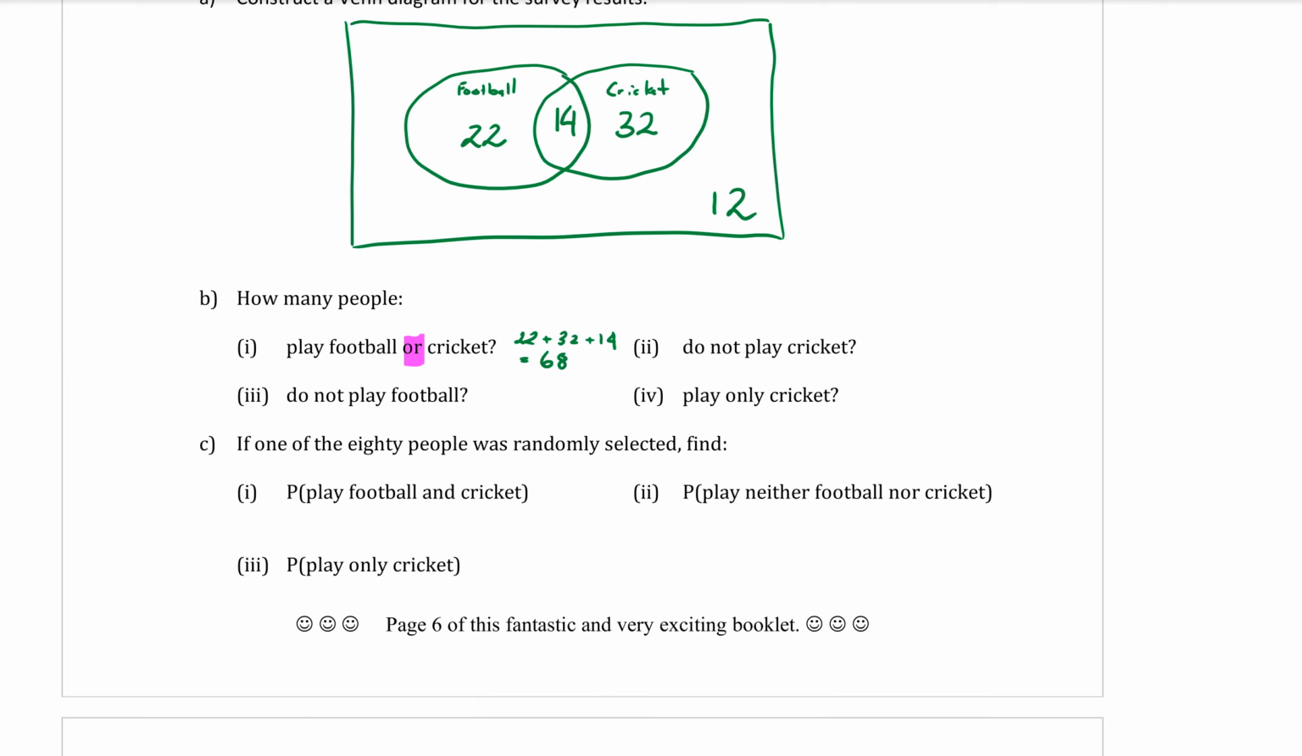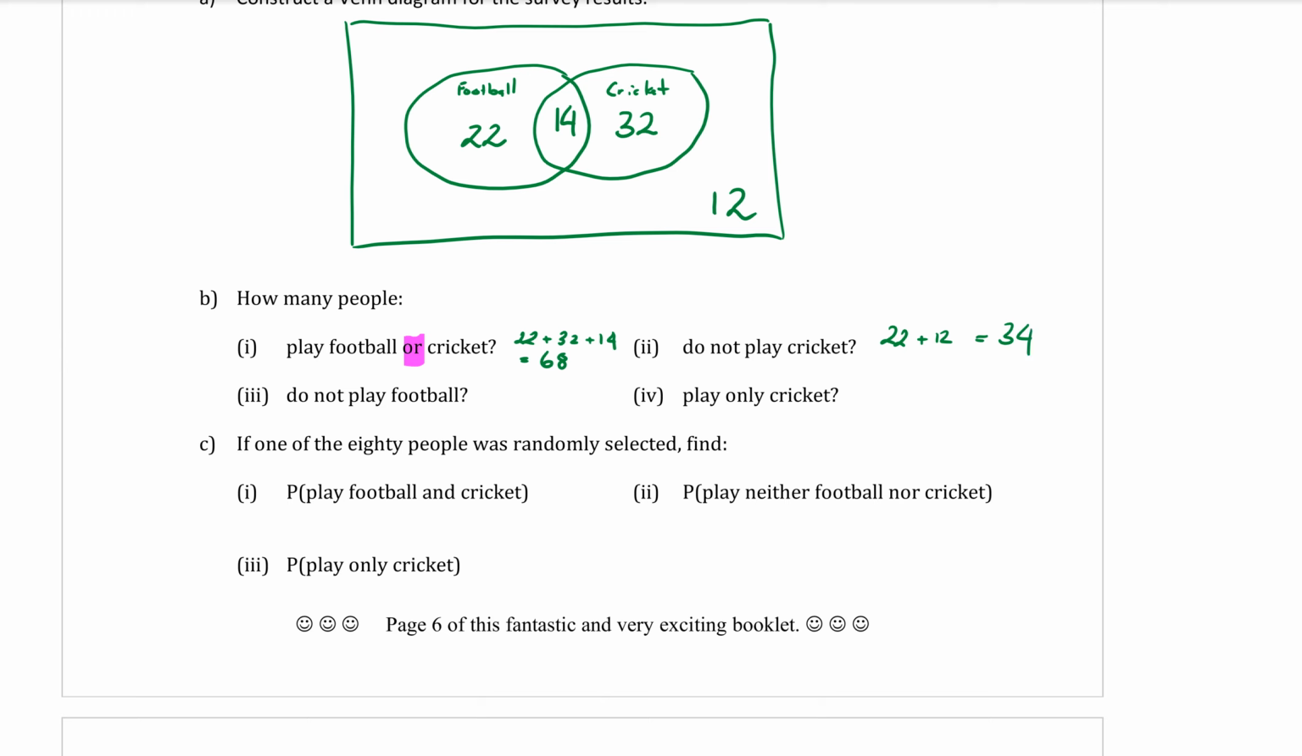Part 2. Do not play cricket. Okay? So these people in here, this cricket circle, they play cricket. The people who do not play cricket are the ones outside of that circle, which is this number, but also that number. So 22 plus 12 are the people who do not play cricket. So that is a total of 34 people.